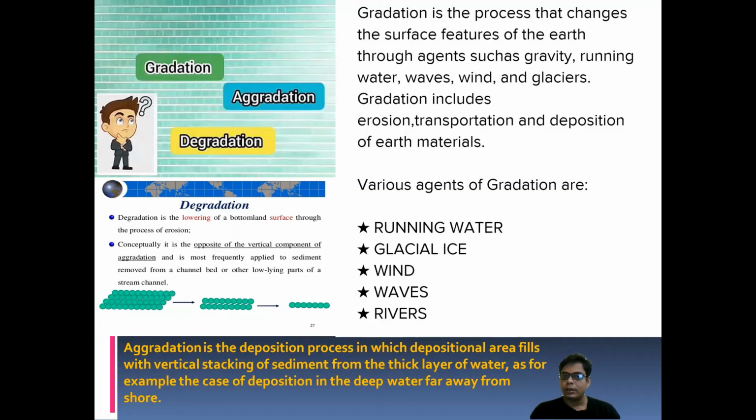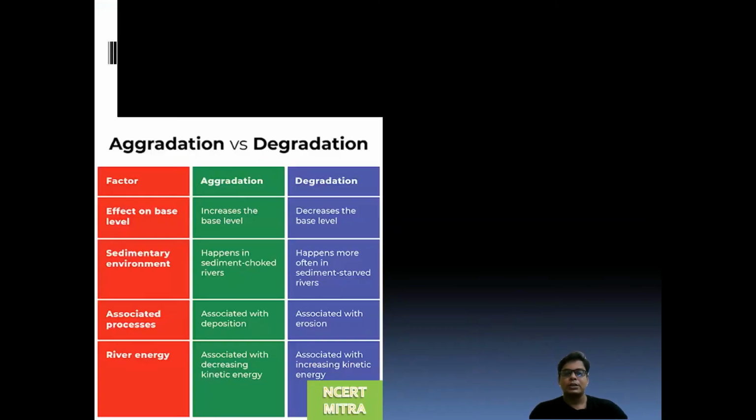What are the agents? We already discussed running water, glacial ice, etc. Aggradation is the deposition process in which the depositional area is filled with vertical stacking of sediments, as in the case of deposition in the depth of water far away from the shore. Sometimes a question also comes in the exam: what is the difference between aggradation and degradation?